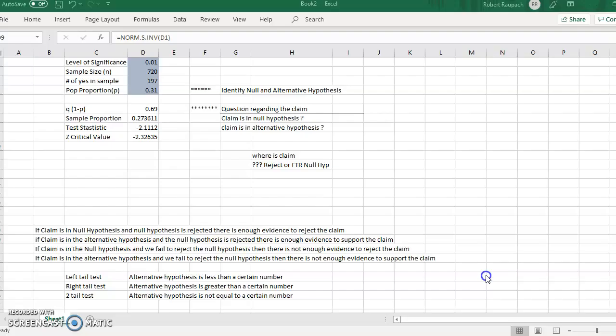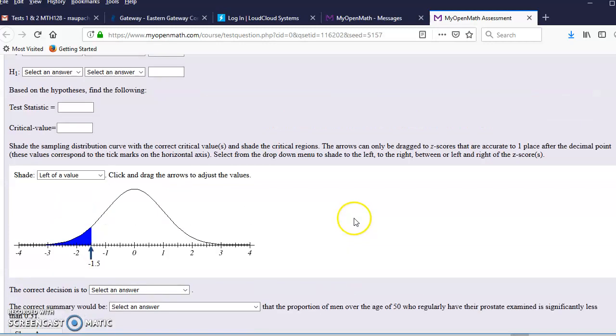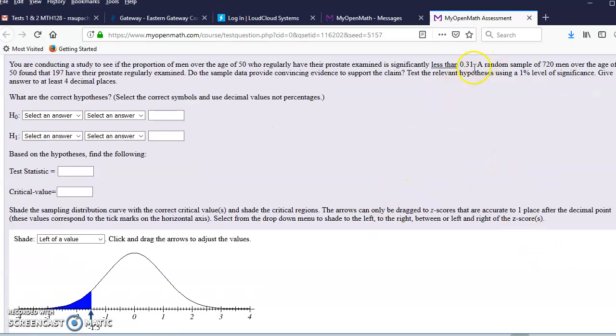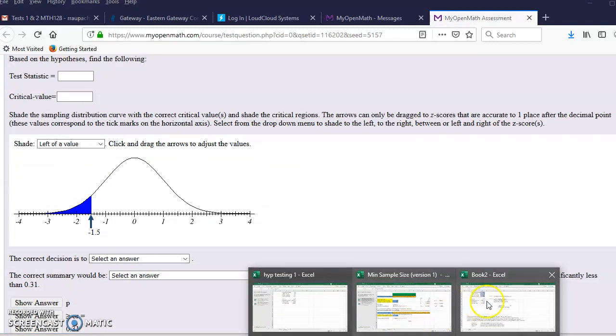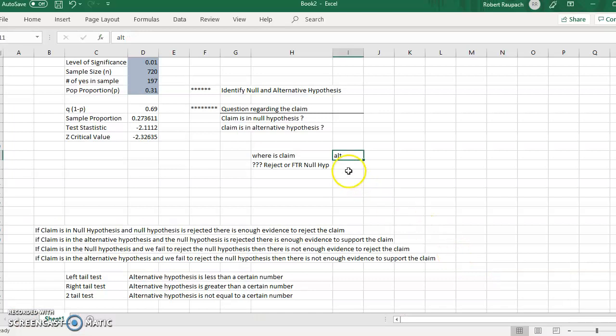Oh yeah, and then we have to go back to, so where is the claim? Okay, remember, the claim is in the null hypothesis because they're claiming it's less than 0.31. So, I mean, in the alternative hypothesis. The claim is in the alternative hypothesis, because that's up here, less than 0.31, and remember less than has to go in the alternative hypothesis, and that's where the claim is. They do not ask you where the claim is, but you absolutely have to know that in order to get this problem right, at least the last part.